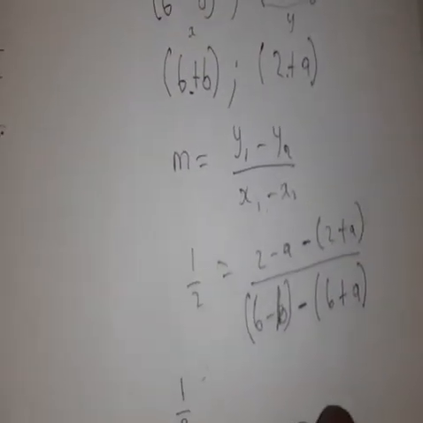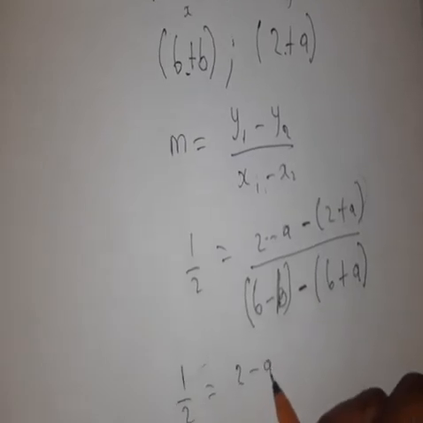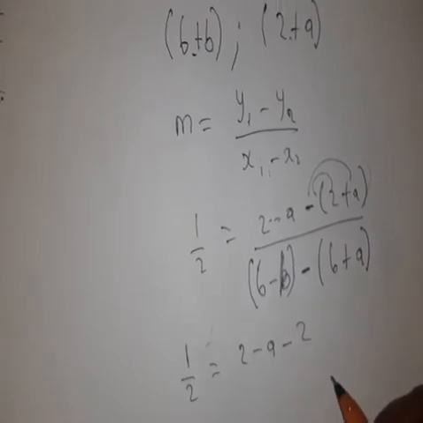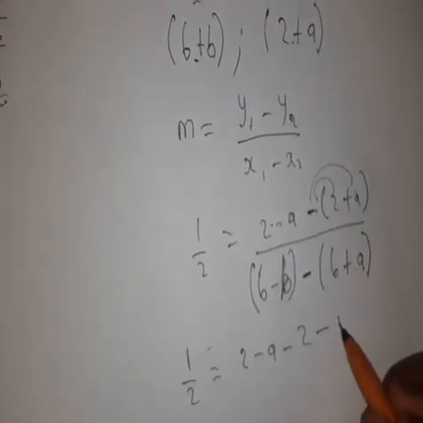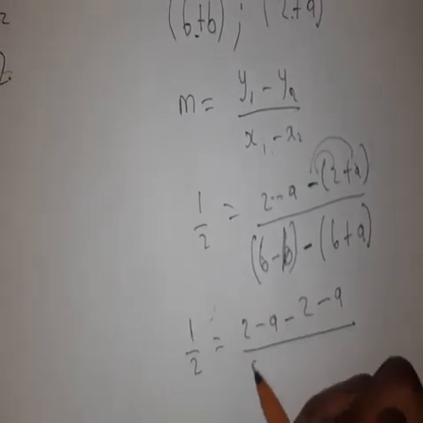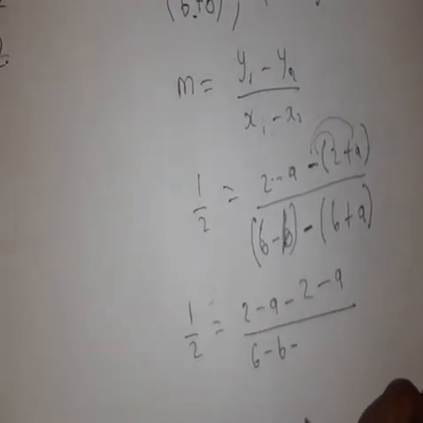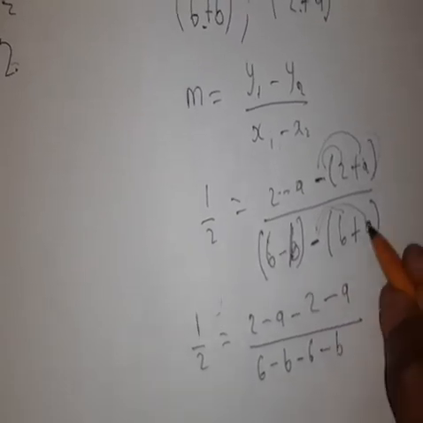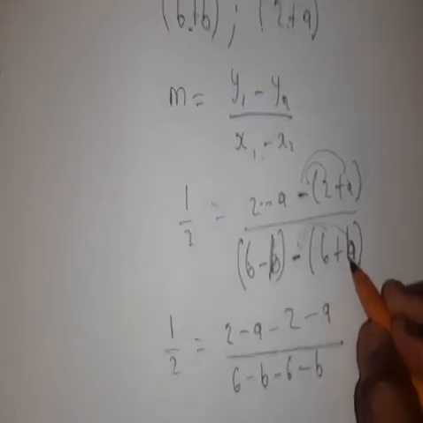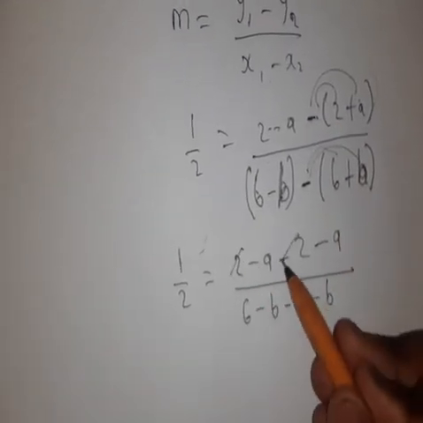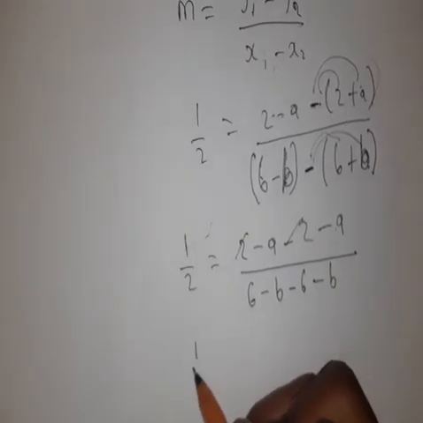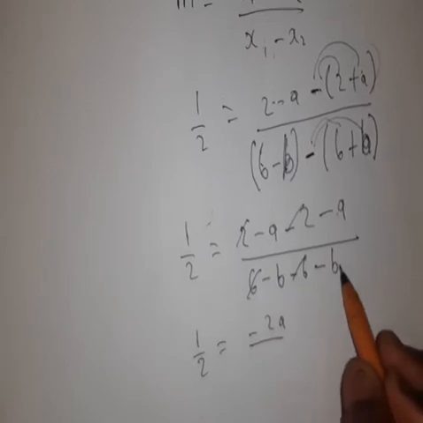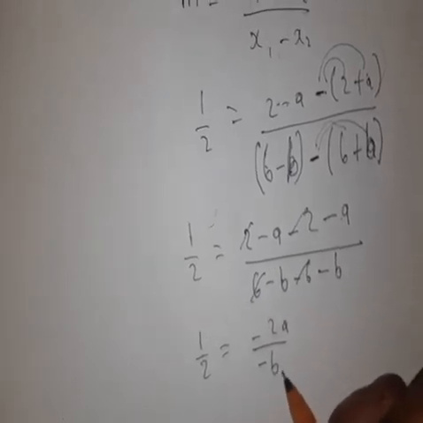Now I'm going to try and solve this. It's going to be 2 minus a, distributed, minus 2 minus a, divided by 6 minus b, distributed, minus 6 minus b. So the 2 will cancel this 2, and negative a minus a is negative 2a, divided by this: the 6 cancels the 6, negative b minus b is negative 2b.